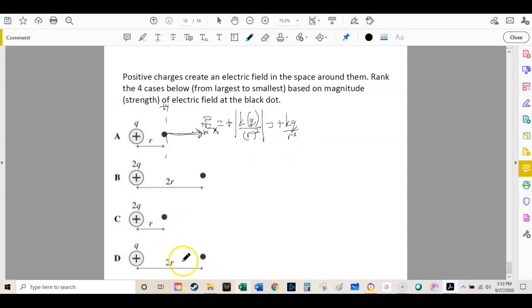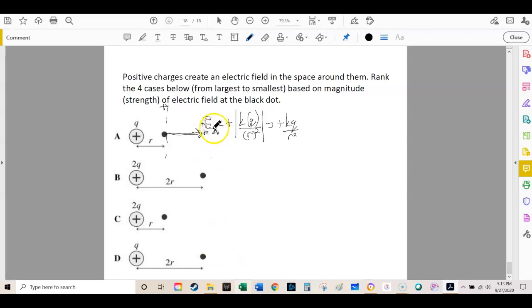Now let's do D really quick. D is also a positive Q, but it's twice the distance. So it's twice as far, and you know the electric field is going to get weaker the further out it's going to get. So do you think the field vector for D is going to be larger or smaller than it is for A? What do you guys think?